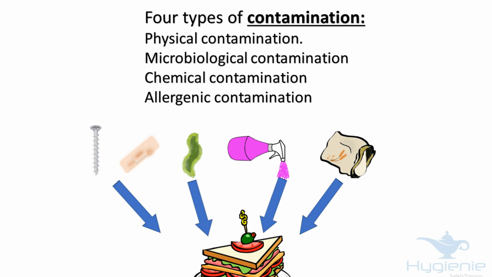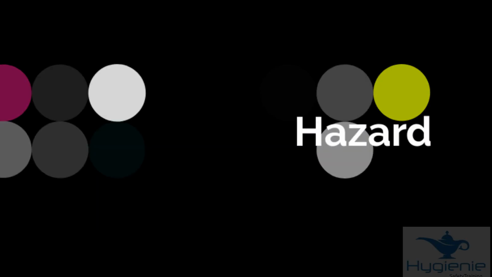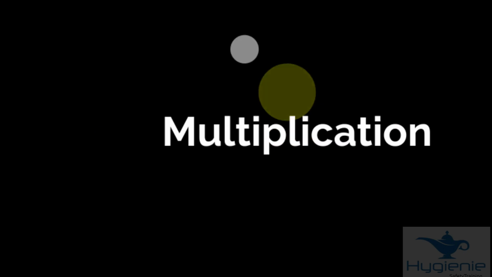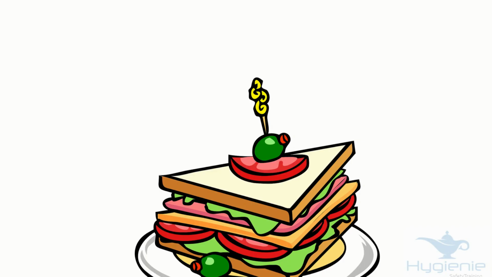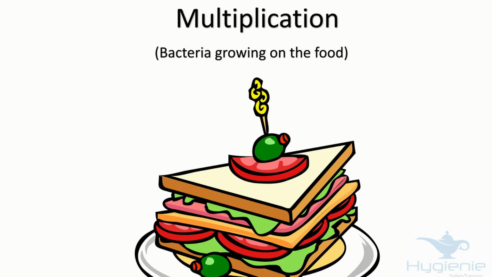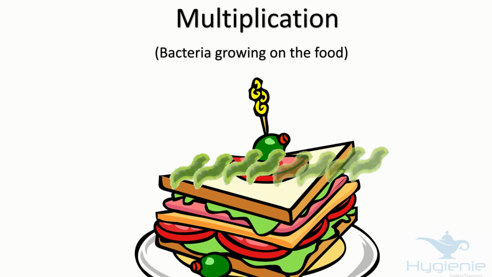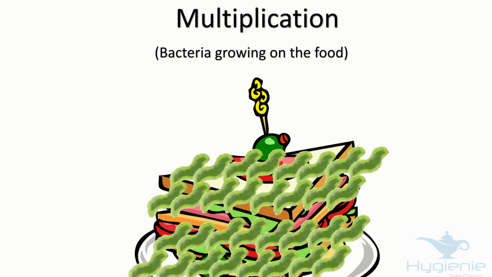The next hazard we're going to have a look at is microbiological multiplication. That is bacteria growing on the food. Bacteria multiply by splitting in half, and in the right conditions they can multiply rapidly into very large numbers.